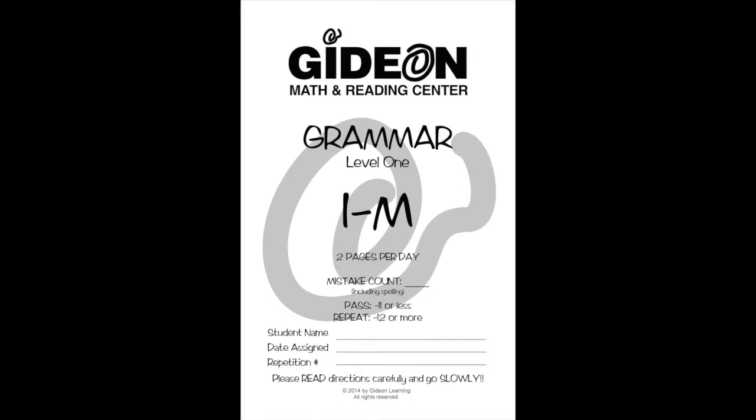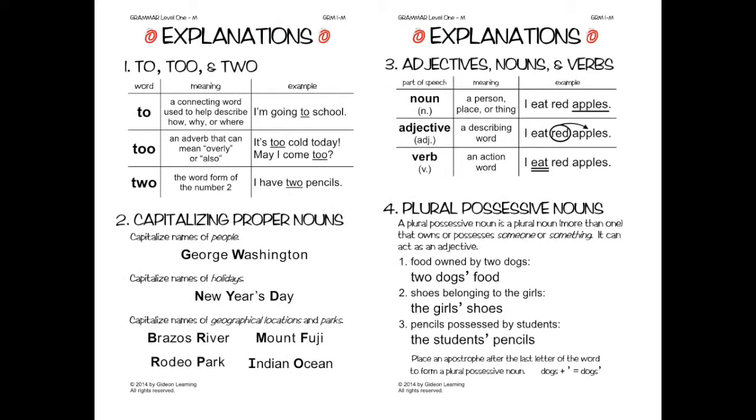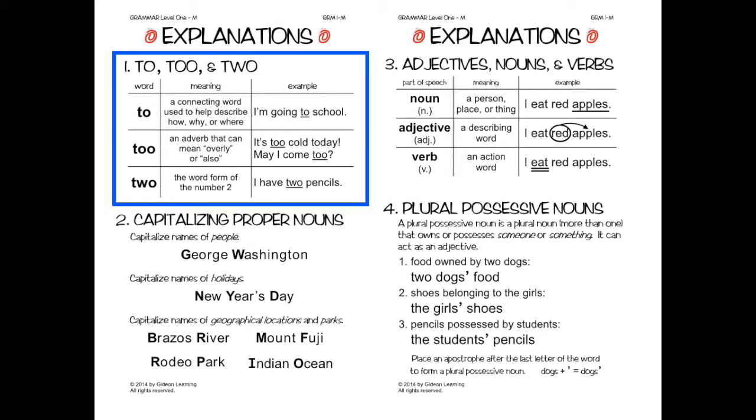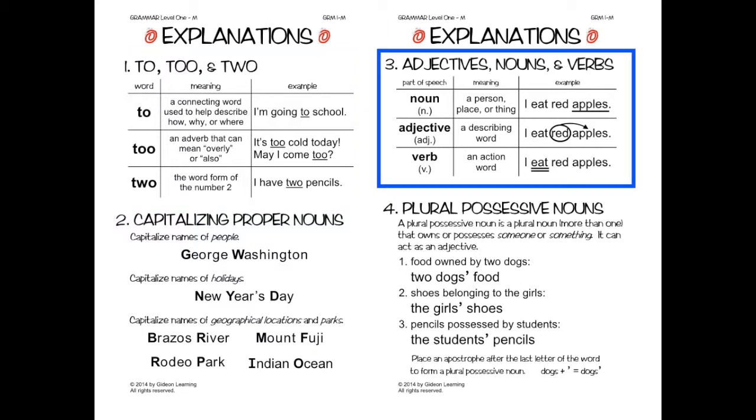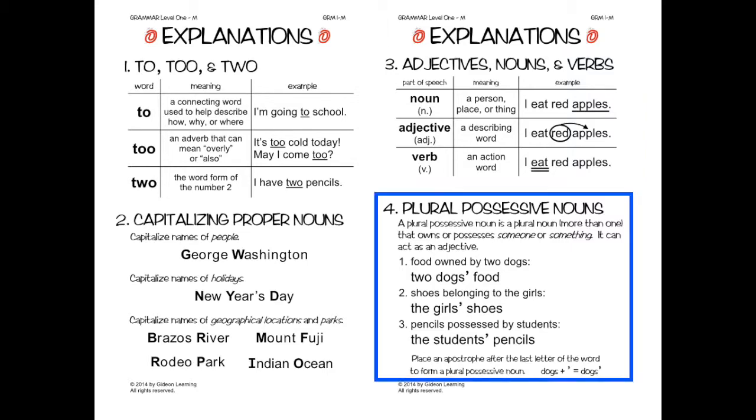Welcome to Gideon Grammar Booklet Level 1-M, where the student should complete 2 pages each day. In this book, the student will learn the difference between to, too, and two, capitalizing proper nouns, adjectives, nouns, and verbs, and plural possessive nouns.